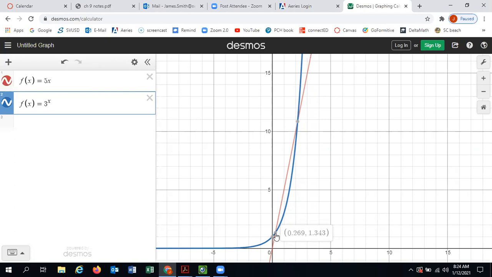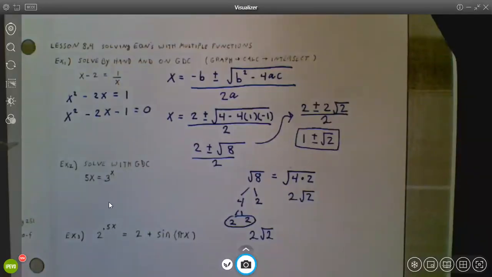All right, one more. I wanted to give you one more that was a little extreme, something that would obviously not be doable by hand because I'm dealing with an exponential function. I'm dealing with a trig function. A lot going on here. So, but let's just take the same approach.